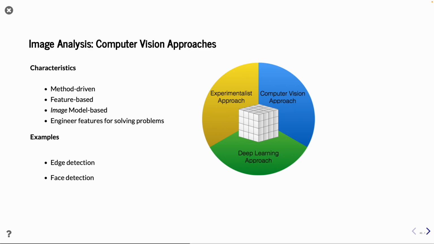And then we have the computer vision approach, which is method-driven. The computer vision expert knows a lot of algorithms for how to produce a result. So it's feature-based, looking, for example, at edges or some other shapes. It's image model-based, so it's based on features in the image. And they may even engineer new features with image processing approaches for solving the problem.